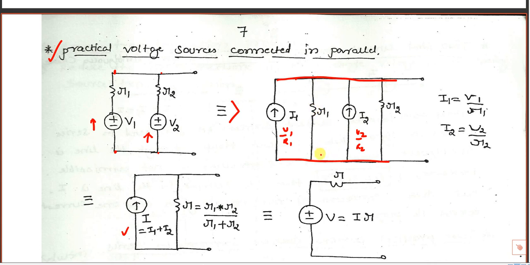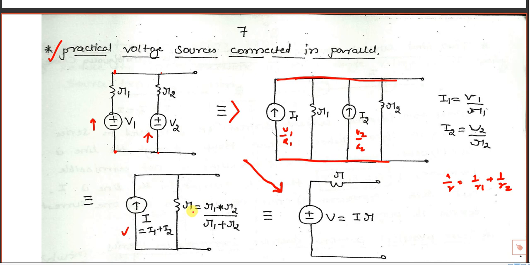And between this node and this node, R1 and R2 are in parallel. So the net equivalent resistance is 1 over R equal to 1 over R1 plus 1 over R2, which simplifies to R1 R2 divided by R1 plus R2. Suppose three resistances are there, then net resistance is 1 over R equal to 1 over R1 plus 1 over R2 plus 1 over R3. And after that, you have to reduce these two practical voltage sources into a single voltage source.